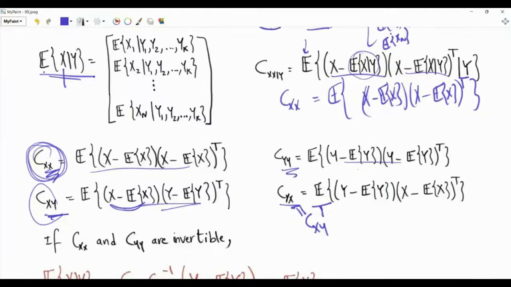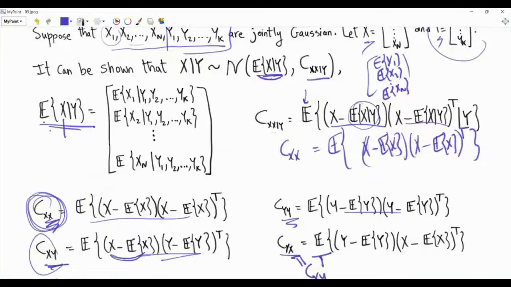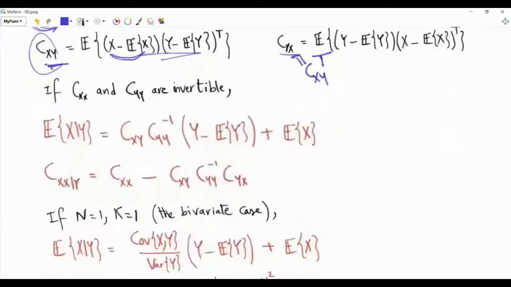So here is the claim. What are these two quantities? The claim is that this conditional expectation given y is Cxy, the inverse of Cyy, and then we multiply this by y minus the expected value of y. And to this term, we add the mean value of x. That's the unconditional mean. And the conditional covariance matrix is Cxx minus Cxy, Cyy inverse, Cyx.